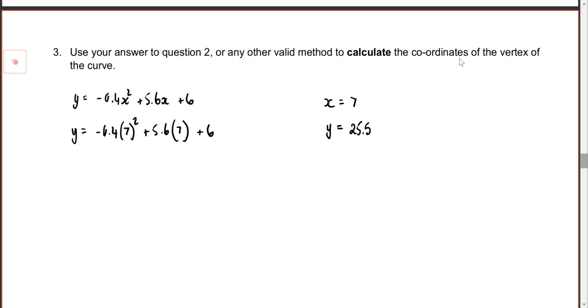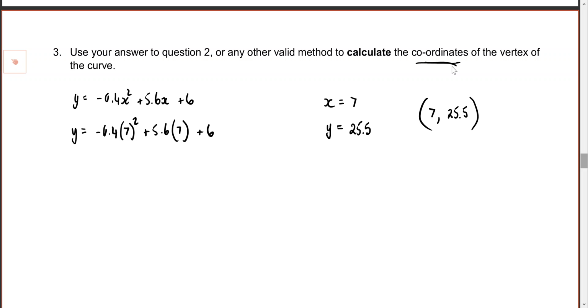So calculate the coordinates of the vertex. So we should write correctly a set of coordinates. If we were doing criterion C as communication, then I would pick you up if you didn't write it as a set of coordinates, because I've asked you for a set of coordinates. But I didn't. And it doesn't matter anyway.